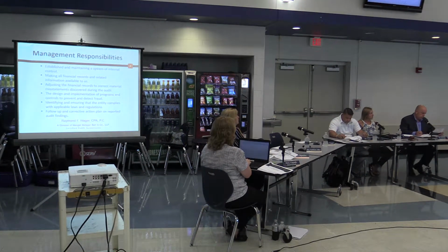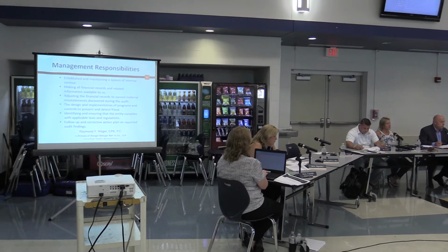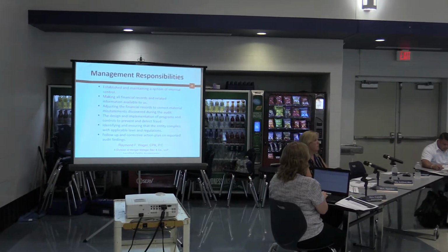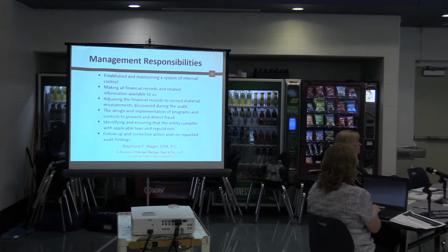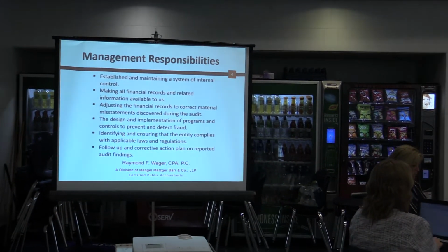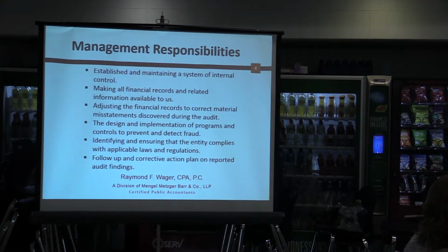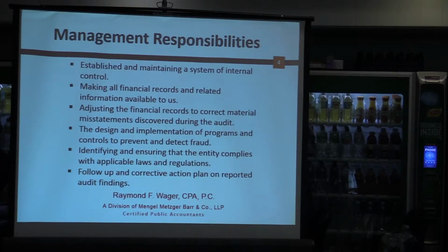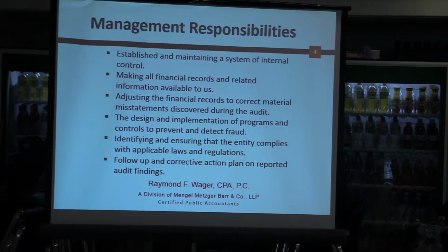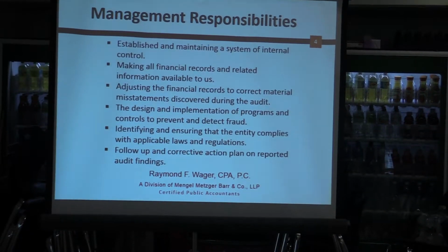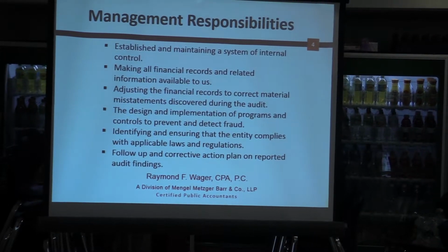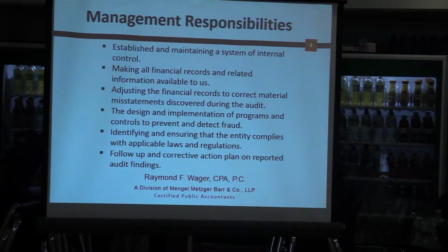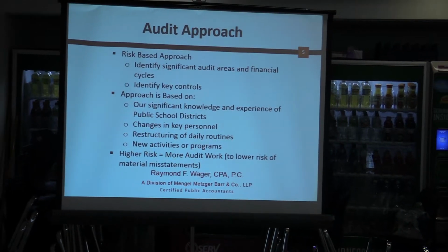As far as what we do, we have certain roles and responsibilities, but there's also roles and responsibilities of management, basically making all the information available to us, having internal controls, checks and balances. They're really your internal controls and checks and balances. Following up on any corrective action. So there's certain functions that management have to do in order for us to complete that audit. So that's just some of the items that are listed there. Again, all part of a standard audit process.